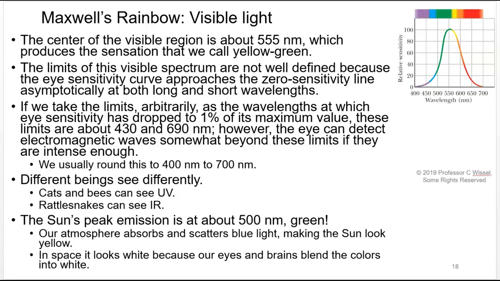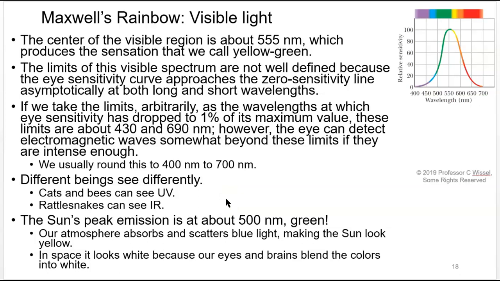Now this brings us to Maxwell's rainbow, otherwise known as visible light. The center of the visible region is about 555 nanometers, which produces a sensation that we call yellow-green. The limits of this visible spectrum are not well defined because the eye's sensitivity curve approaches zero sensitivity asymptotically at both the long and short wavelengths. If we take the limits arbitrarily as the wavelength at which the eye's sensitivity drops to about 1% of its maximum value, these limits are about 430 to 690 nanometers. However, the eye can detect electromagnetic waves somewhat beyond these limits if they are intense enough, and everybody's eyesight is unique. We usually round this region to about 400 nanometers to 700 nanometers.